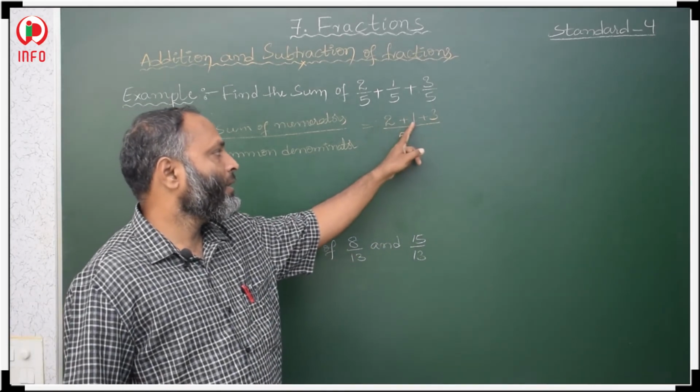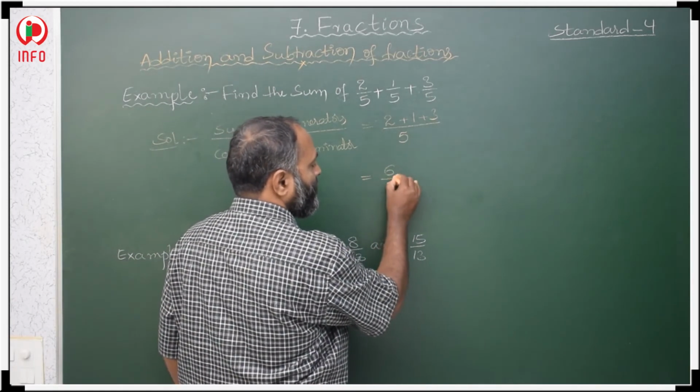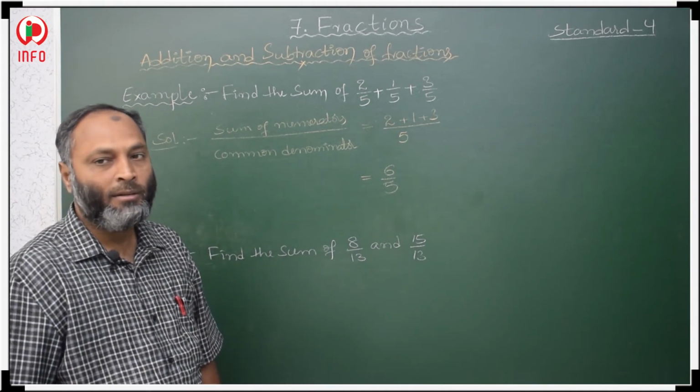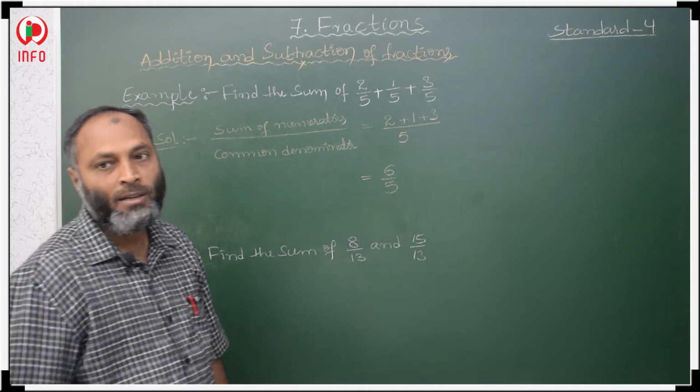2 plus 1 is 3, 3 plus 3 is 6, so 6 by 5. That is it. This is the answer. 6 by 5 is our answer.